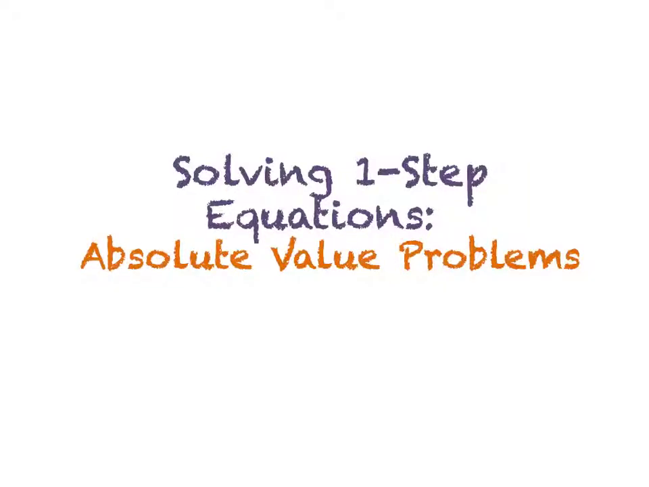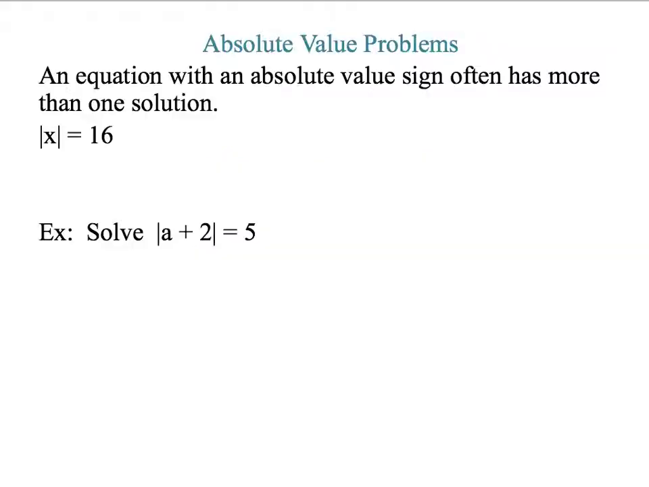The last set of solving one-step equations is looking at absolute value problems. An equation with an absolute value sign often has more than one solution. So for the first example, we have the absolute value of x equals 16. Remember that the absolute value takes a number and makes it positive. So if you have positive 16 in absolute value symbols, that's going to equal 16.